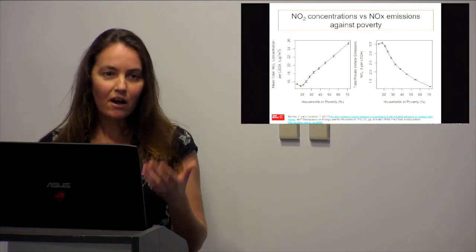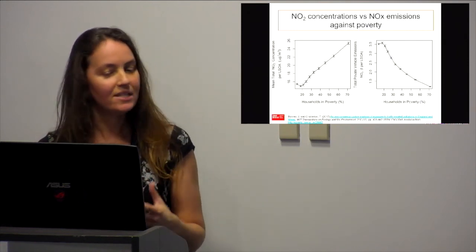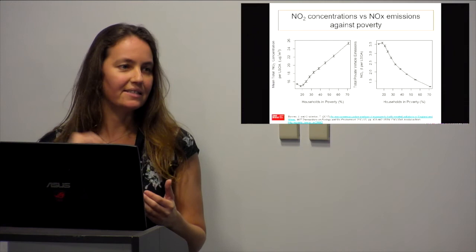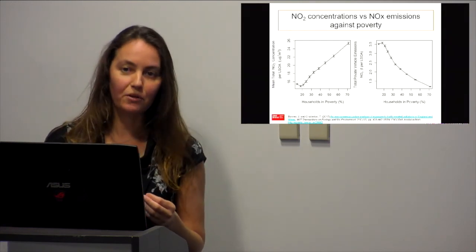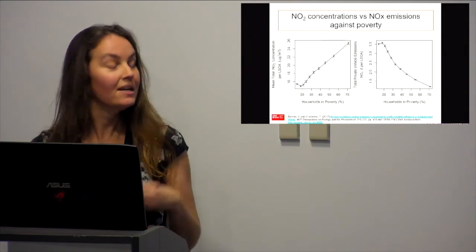So we have a real environmental justice, a real social inequity issue here. We tend to think that it's the poorer households, that have the older vehicles potentially, that are causing the pollution to which they are then subject. But actually our evidence is showing it's the more affluent households that are generating the pollution that the poor then are forced to suffer.